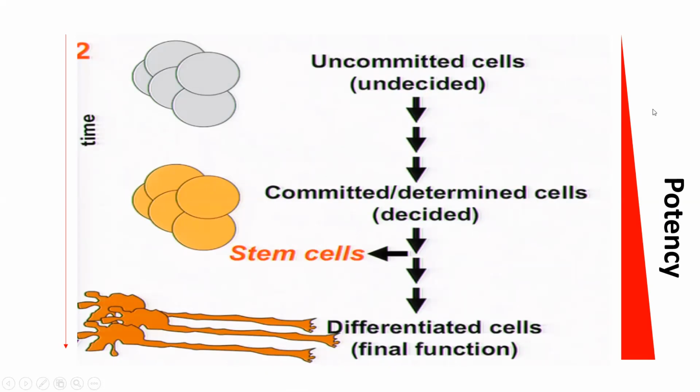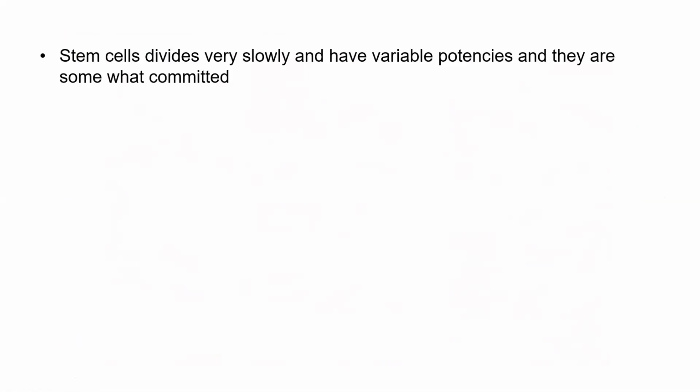And here you can see the potency, it increases with age. The more the cells specialize, the less potent they become, and it also increases with time. That's age. Skin cells, they actually divide very slowly, and as I said, they have variable potencies.